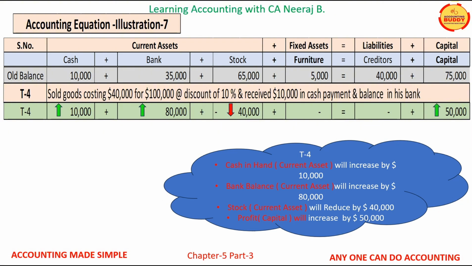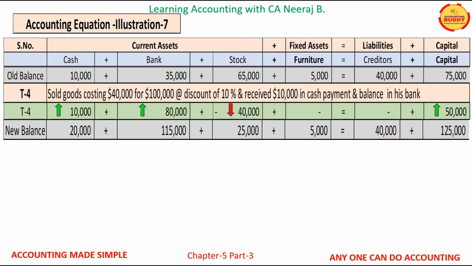New balance of the accounting equation: on the left hand side we will have cash of $20,000, bank balance of $115,000, stock $25,000, furniture $5,000, making a total of $165,000 of total assets, and on the right hand side of the accounting equation.